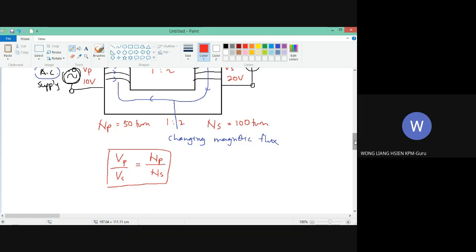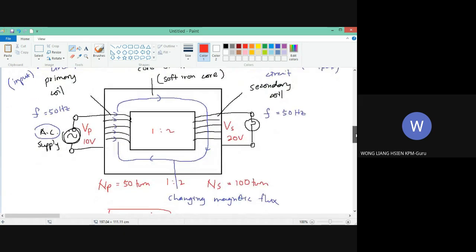You understand? One last thing before we end today's class: why is it that we can only use alternating current? Because only alternating current can produce changing magnetic flux, right? When the alternating current changes direction, the magnetic flux will also change direction. Then only can it induce EMF in the secondary coil.